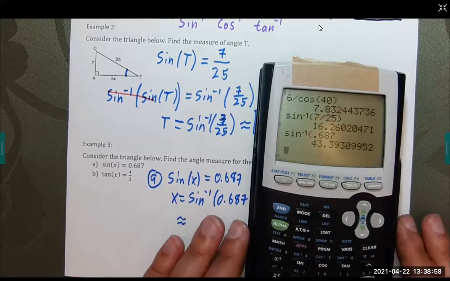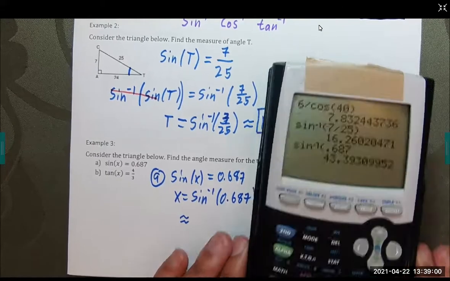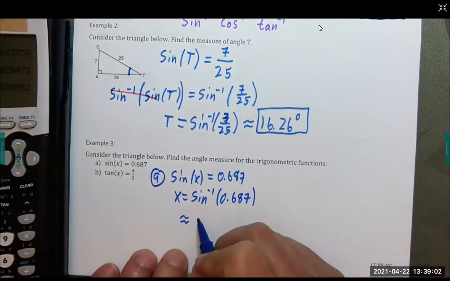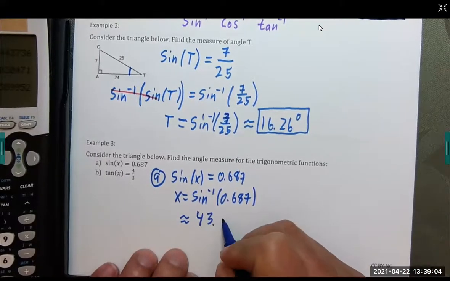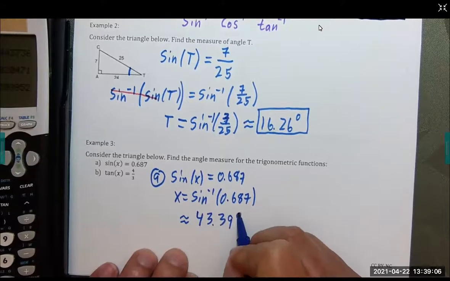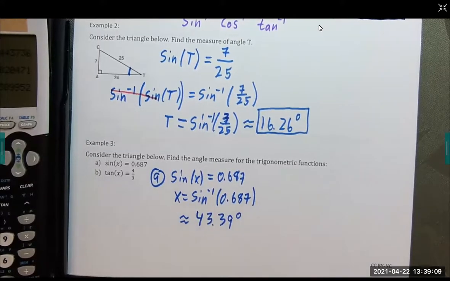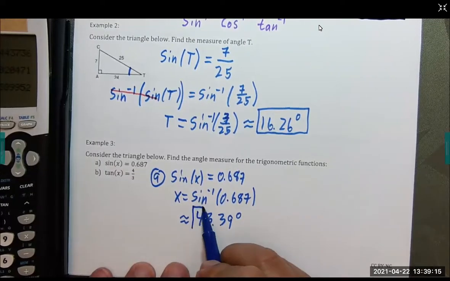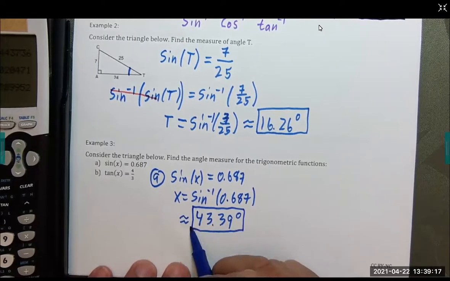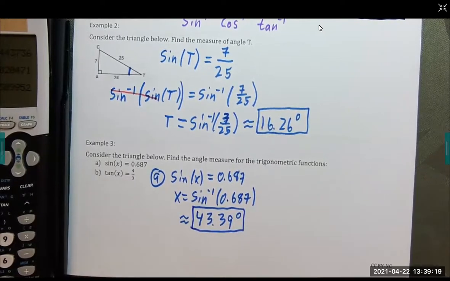So convenient that we have these machines that do all this work for us. 43.39 degrees. Now, as I'm doing this with my calculator, you should be trying it with yours as well while we're doing this. You can even pause the video and do it yourself. But yeah, it's better if you don't just watch me do it because everybody's calculator works just a little bit differently and I wouldn't want you to be caught off guard during a test.